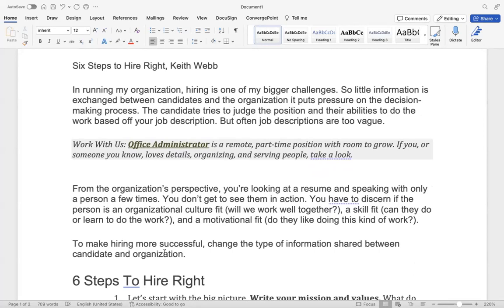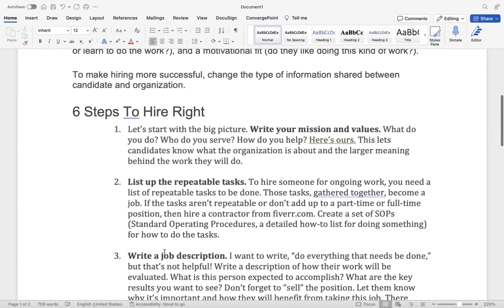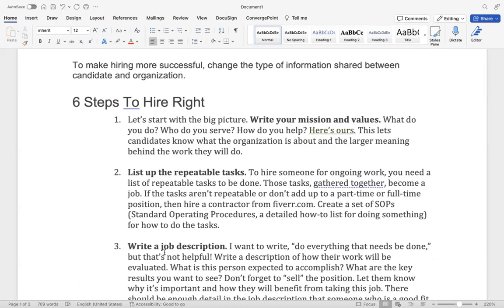So an office administrator who is working in HR needs to make sure that their job description is accurate to who they're trying to hire. He writes these 6 things here. He says, big picture, what are the mission and values of the company?